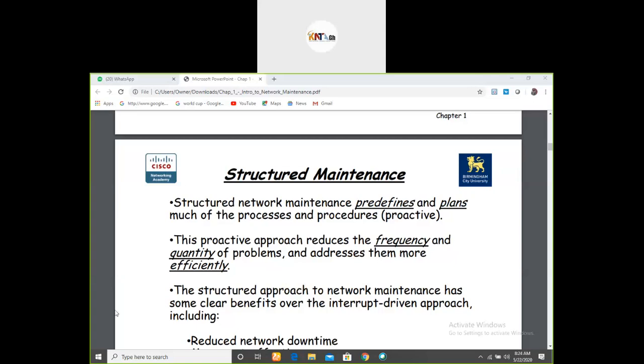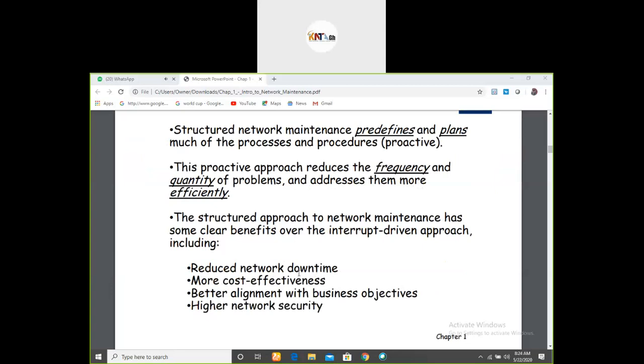So in networks, when we talk about proactive maintenance, we want to say look into the future, try and put things in place to solve the issues even before they occur. Now, the structured approach in network maintenance has some clear benefits over the interrupt-driven approach. So the reactive approach has a lot of disadvantages over the proactive approach. One of these advantages is that there's reduced network downtime, because it will not happen before it is solved. It is more cost effective, because you will not have to wait till the device becomes defective or broken down before you go and buy a new one.